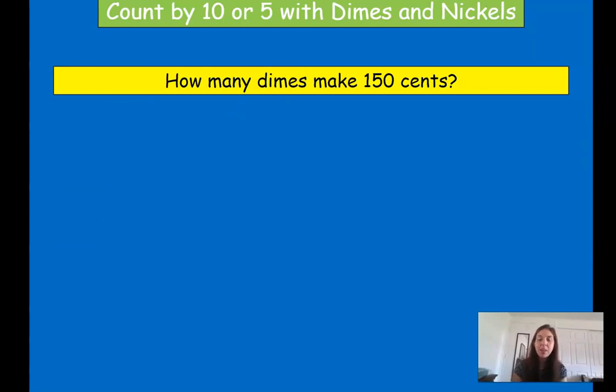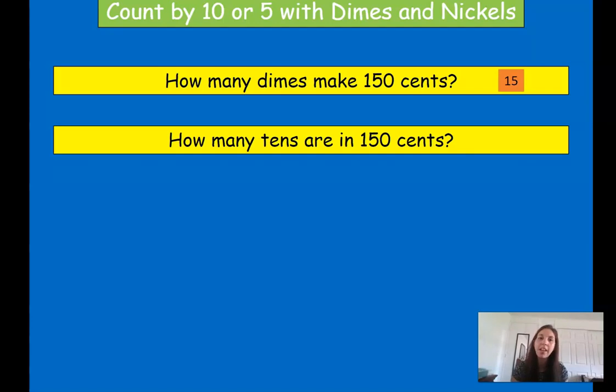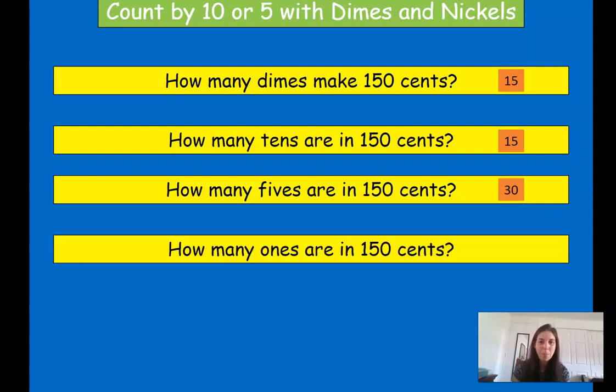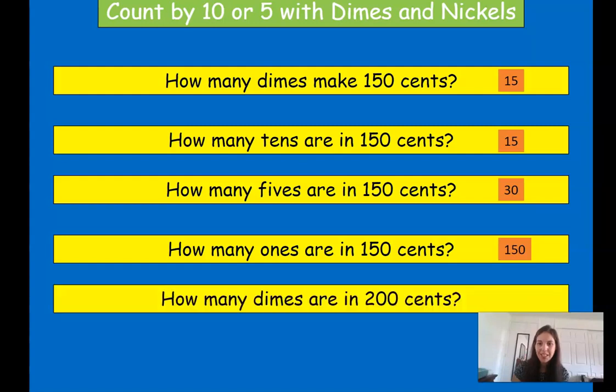How many dimes make 150 cents? 15. Nice job. How many tens are in 150 cents? 15. Very good. How many fives are in 150 cents? 30. If you said 30, nice job. How many ones are in 150 cents? 150. How many dimes are in 200 cents?